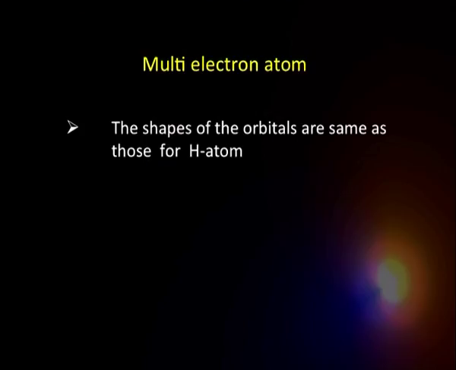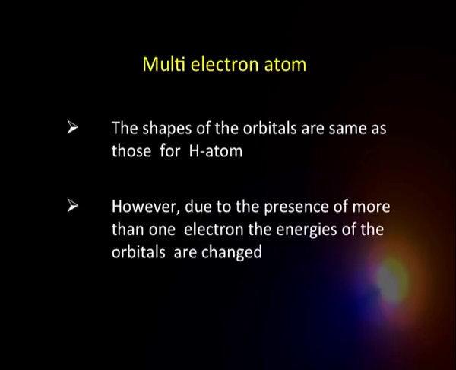But the issue comes up when you talk about multi-electron atoms. What happens there? Now, when we extend our argument of the quantum mechanical treatment of the hydrogen atom to a larger atom having more than one electron, we find that the shapes of orbitals remain roughly the same as in the hydrogen atom, but the energies of these orbitals are changed, and that happens because of the presence of more than one electron. We will discuss in detail as we move further later.